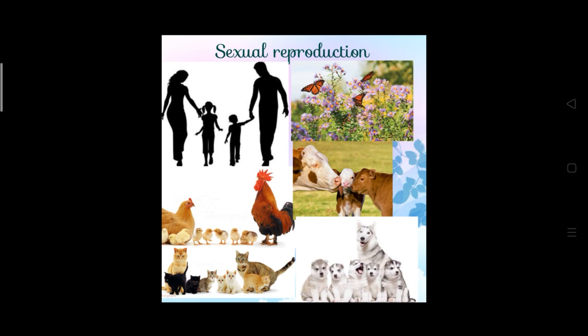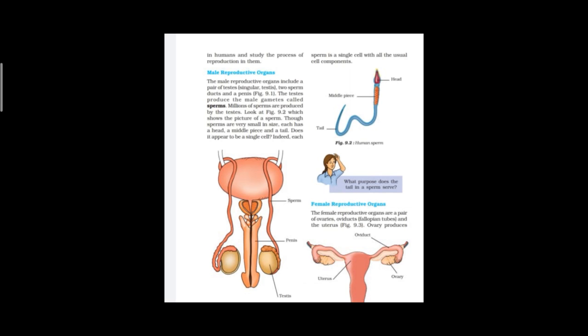In animals also, males and females have different reproductive parts or organs. Like plants, the reproductive parts in animals also produce gametes that fuse to form a zygote. It is the zygote which develops into a new individual. This type of reproduction, beginning from the fusion of male and female gametes, is called sexual reproduction. Let us find out the reproductive parts in humans and study the process of reproduction in them.